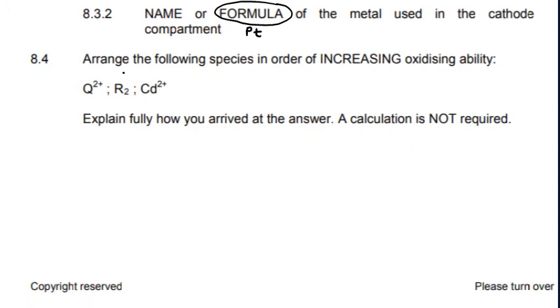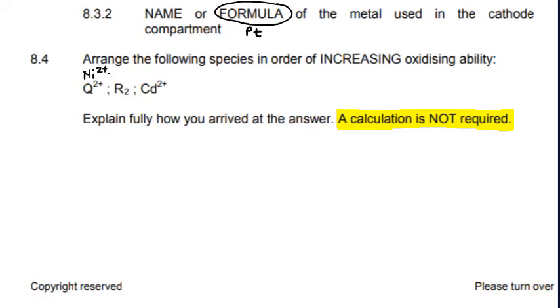Question 8.4 says arrange the following species in increasing oxidizing ability. Explain fully how you arrived at the answer. A calculation is not required. So for me, this says that I don't need to show a calculation, but I feel like I need to do a calculation to identify what is R. I already identified that Q is nickel, so that is going to be the nickel 2 plus ions.